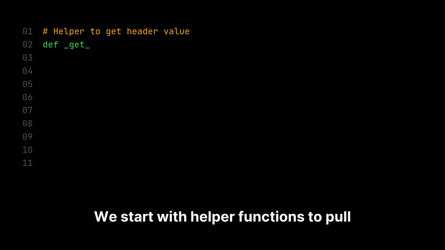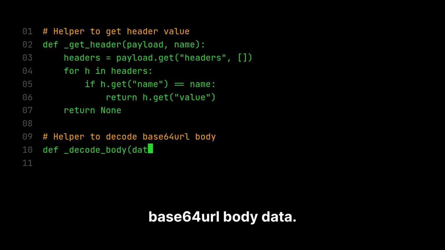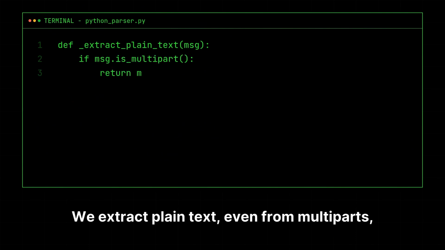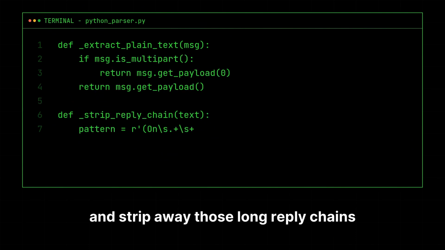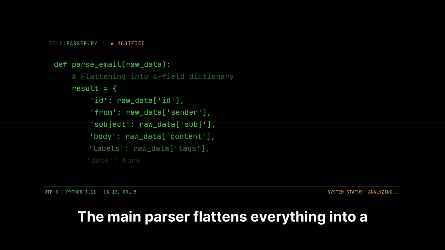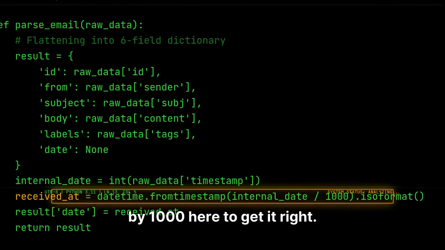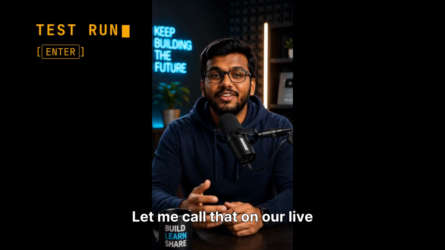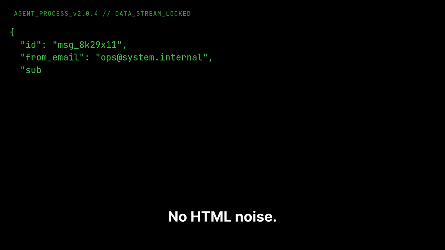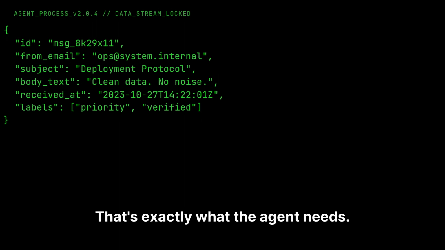We start with helper functions to pull headers by name and decode that tricky base64 URL body data. Clean and reusable. We extract plain text even from multi-parts and strip away those long reply chains to keep our token count low. The main parser flattens everything into a 6-field dictionary. Notice the date conversion. We divide by 1000 here to get it right. Let me call that on our live message and see the result. 6 fields, clean, no HTML noise, no thread history. That's exactly what the agent needs.